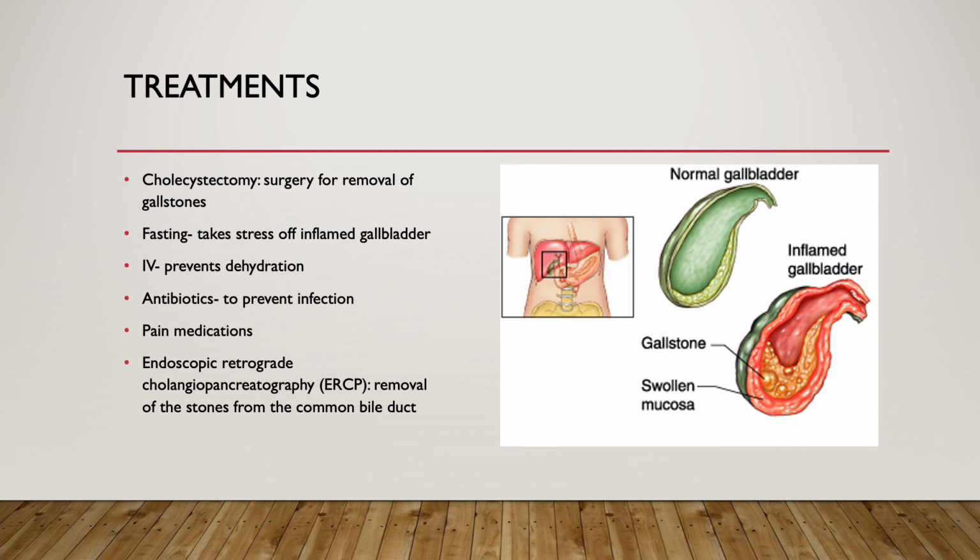And as you can tell on the picture on the right, the green is the normal gallbladder, and onto the right, it's your swollen gallbladder. And there it's because of swollen mucosa, and then you also see the gallstones.